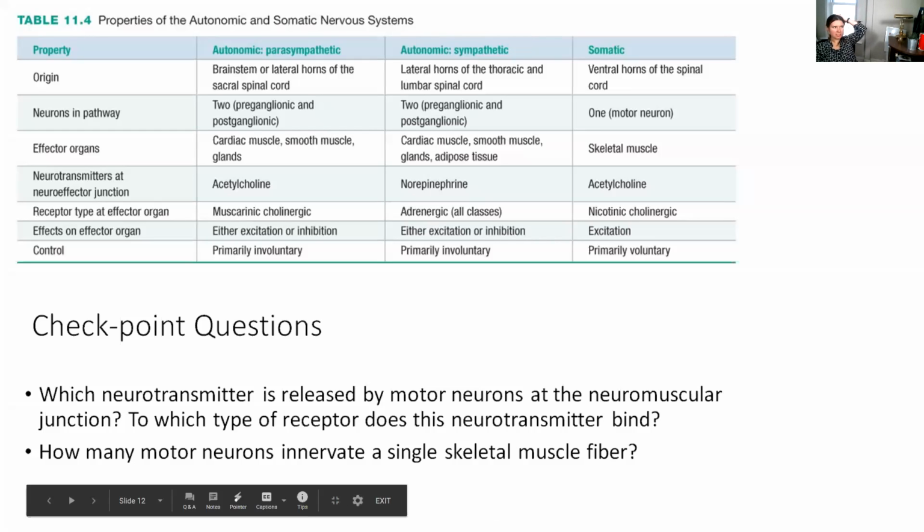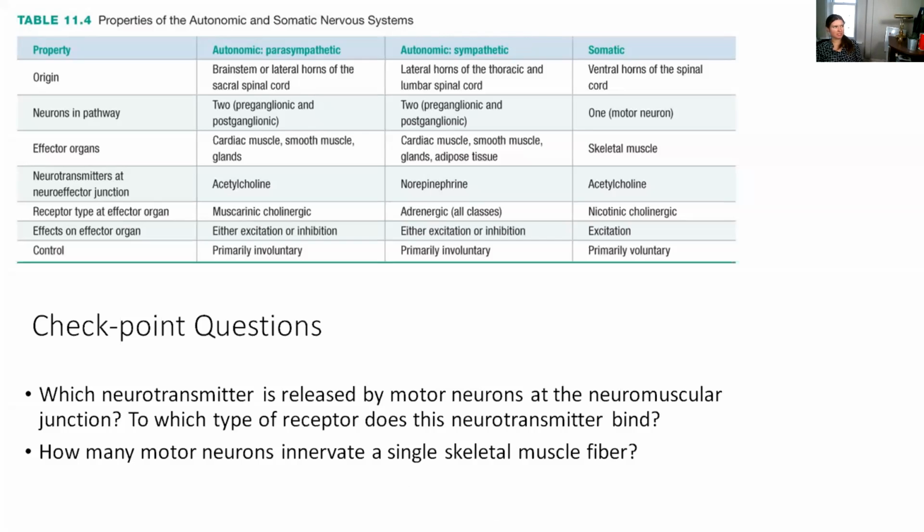So here we can see a comparison of some of the key properties in the autonomic and somatic nervous systems for your comparison later. So good for studying. So we want to think about the neurons in our pathway. So we saw when we were thinking about our parasympathetics and sympathetics, we had those ganglia we were going to. We were talking preganglionic, we were talking postganglionic. Our somatic nervous system is pretty simple. We just have the one motor neuron going from the central nervous system out to our skeletal muscle, which brings us to this next difference, right? Skeletal muscle is our target for the somatic nervous system.